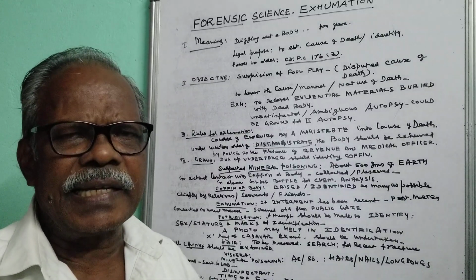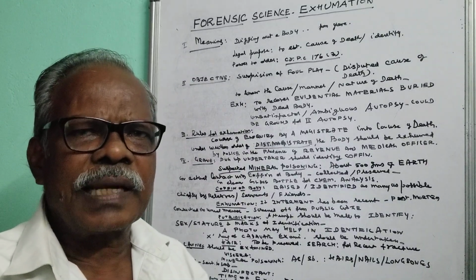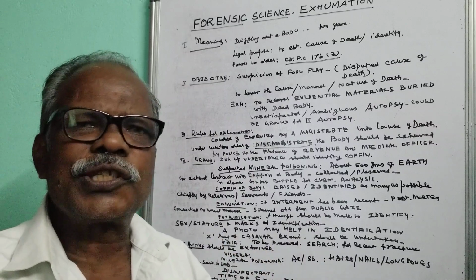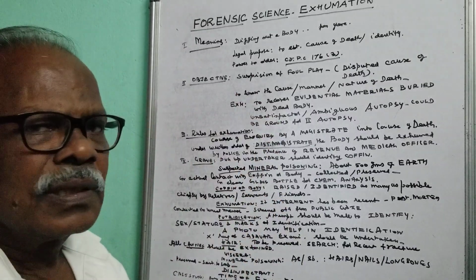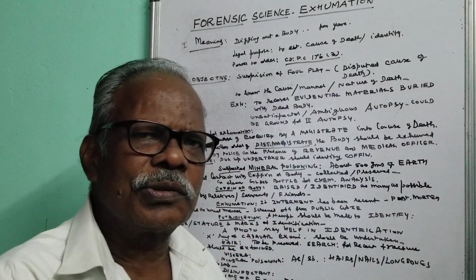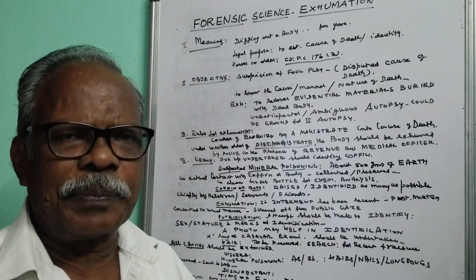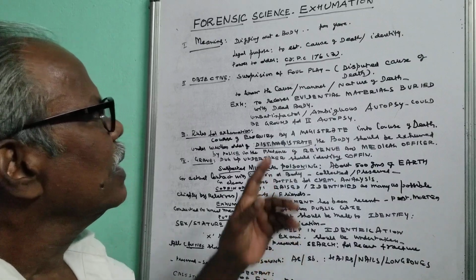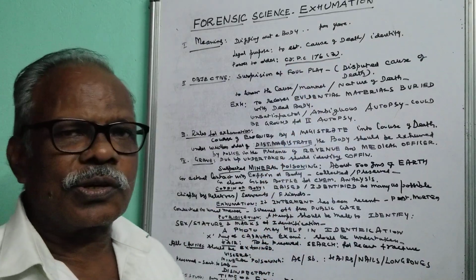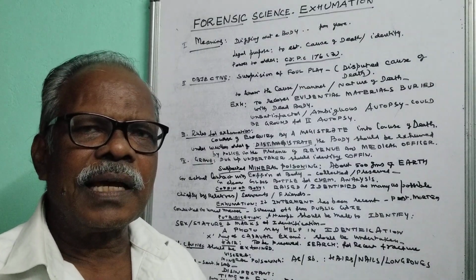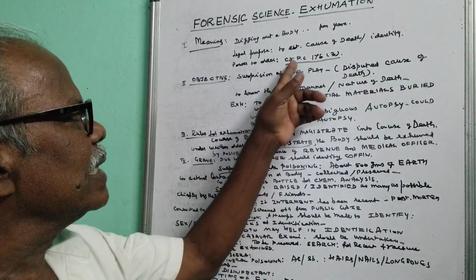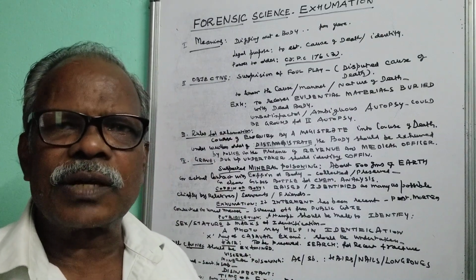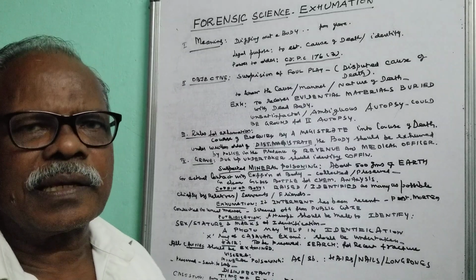Sometimes the identity also changes, so to establish the identity and the cause of death, the exhumation is taken up. So who has to order it? The power of authority to order exhumation is with the court under Criminal Procedure Code 176 subsection 3. Under this code, the exhumation may be ordered by the court to the police.